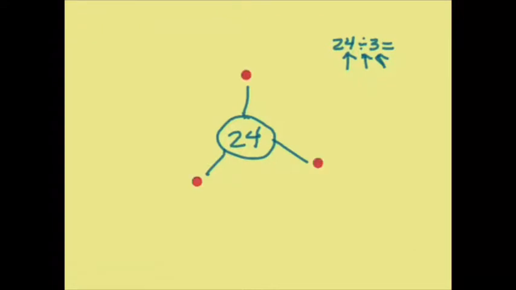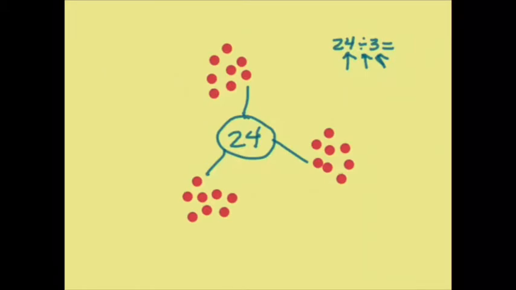1, 2, 3, up to 24. Alright, let's see how many dots each one of our lines got. 1, 2, 3, 4, 5, 6, 7, 8. This one got 8. Ooh, this one got 8 too. So 24 divided by 3 is 8.